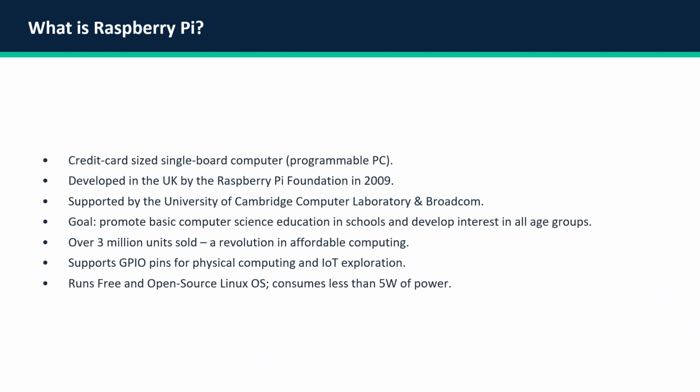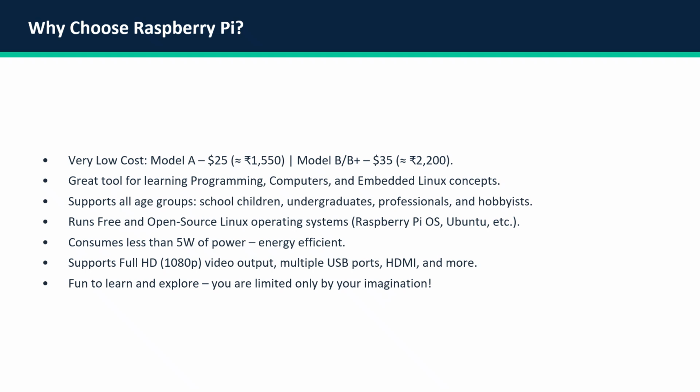What is Raspberry Pi? A credit card sized single board computer. It is a programmable PC developed in the UK by the Raspberry Pi Foundation in 2009. It supports GPIO pins for physical computing and IoT explorations. Runs free and open source software. Why do we choose this? It is very low cost, a great tool for learning programming, and runs free and open source software. It consumes less than 4 watts of power. It is energy efficient, and fun to learn and explore. So we can choose this.